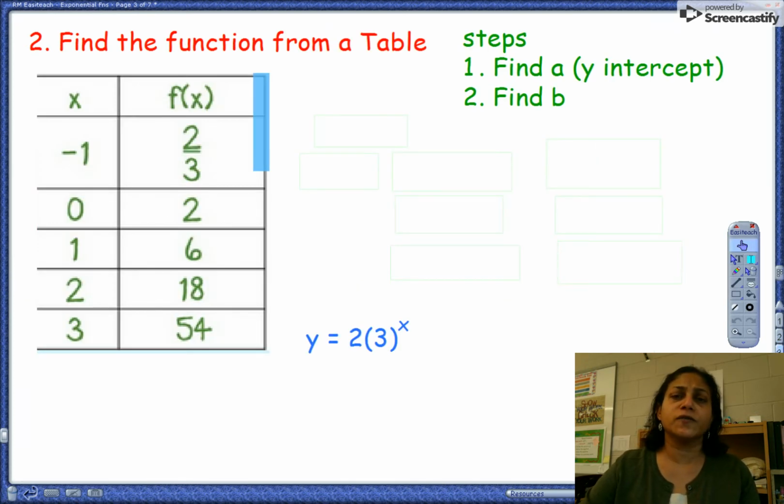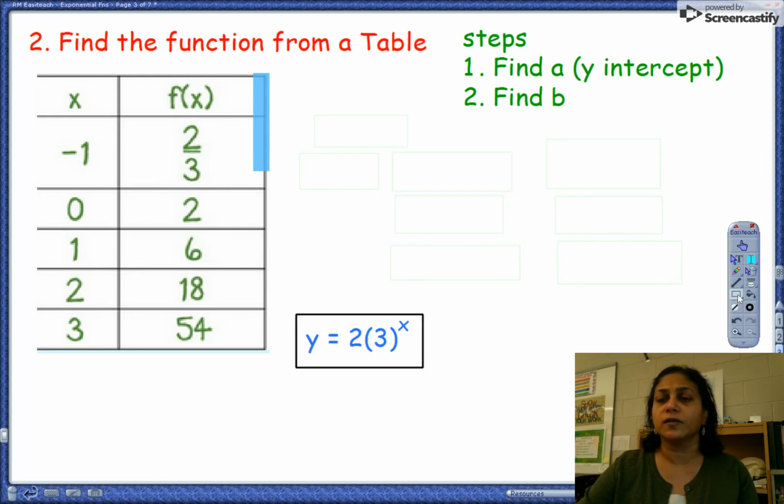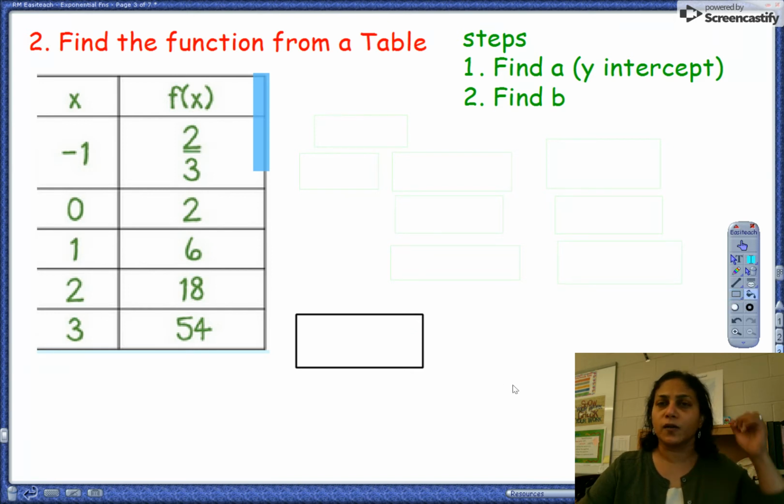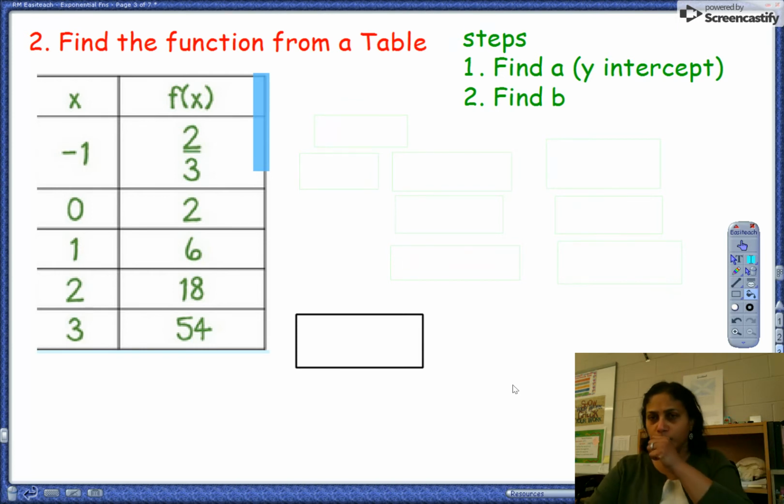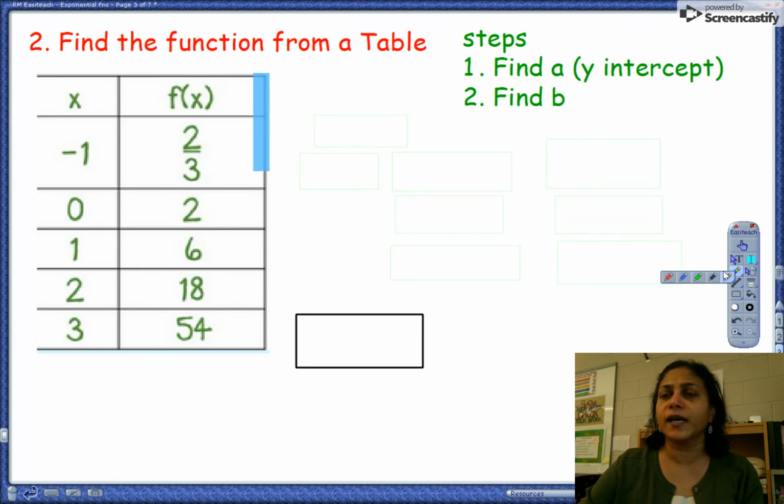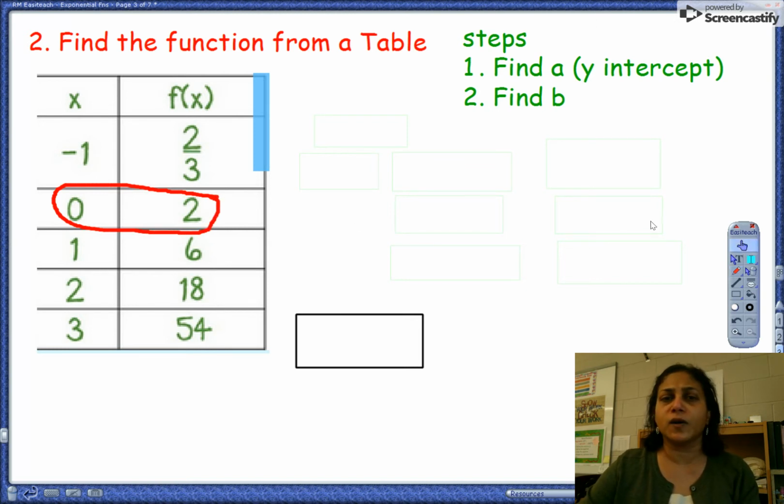Let's find the function from this table. Now you want to first find the y-intercept, and then you want to find the b. So you want to look at what happens when x is 0. This is your y-intercept. And if this is your y-intercept, then you know that a is equal to 2. And now you have to do some thinking.